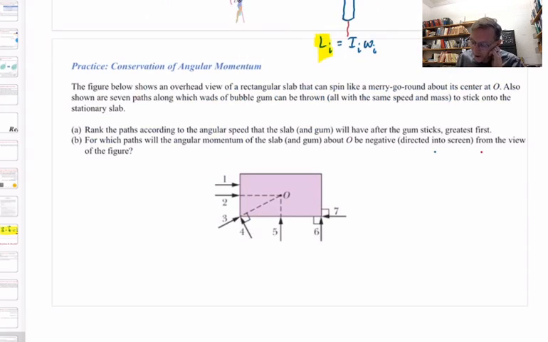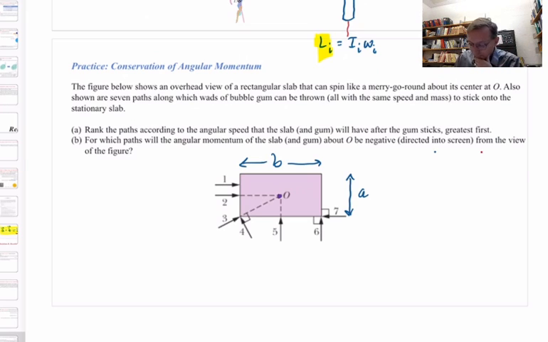The figure below shows an overhead view of a rectangular slab that can spin like a merry-go-round, or carousel, about its center at O. Yes, it's an odd-shaped merry-go-round, but don't worry about it. It can rotate. Let's say it's got a length this way, little b, and a width this way, little a. It's a rectangle. But notice it's rotating about an axis there in the middle, O.